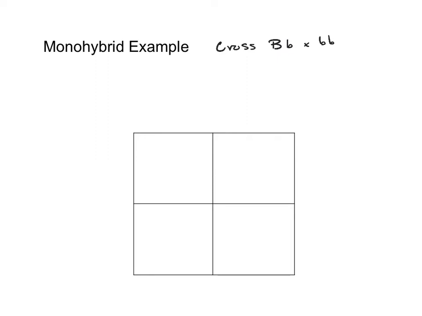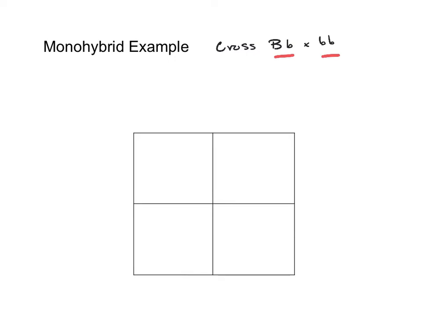Let's say that black fur, which is represented by capital B, is dominant to brown fur, which is represented by lowercase b. And let's assume that we're crossing two parents. One of the parents is heterozygous for their fur color, so they have the genotype capital B, small b. And we're going to cross them with another cat that has brown fur, so its genotype is small b, small b.